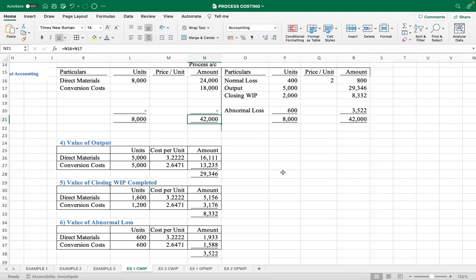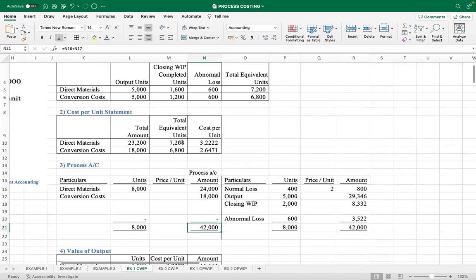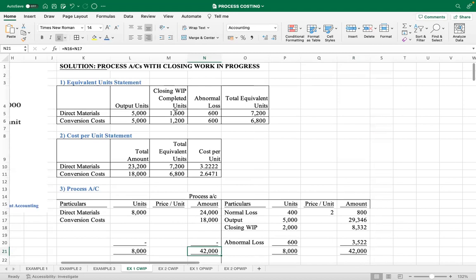In our process accounts with closing work in progress, we need, number one, to prepare an equivalent units statement. What does the equivalent units statement involve? Number one, output units. Number two, closing work in progress units. Number three, abnormal loss or gain, and then the total equivalent units.